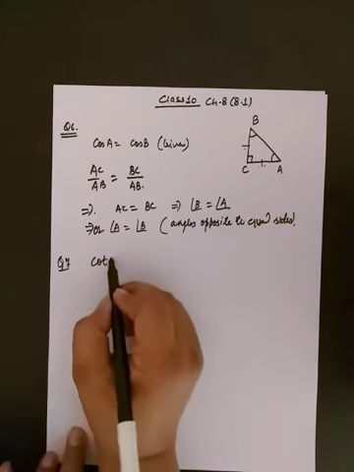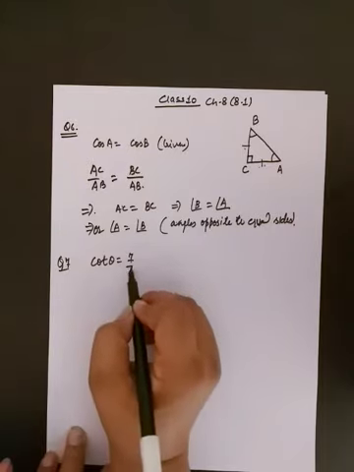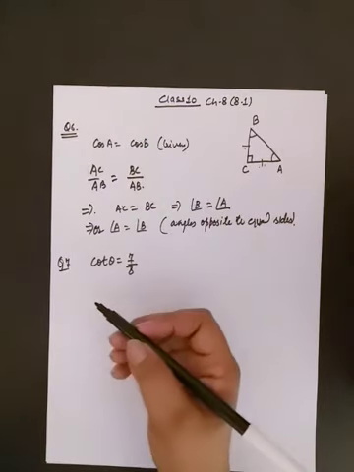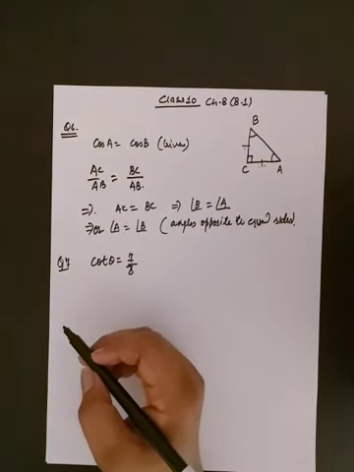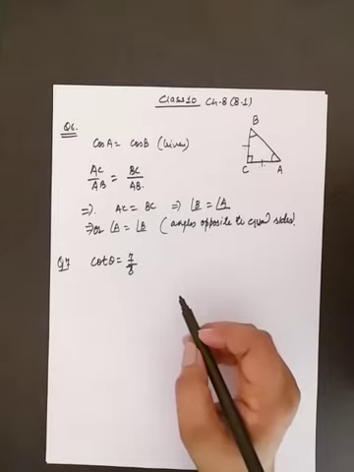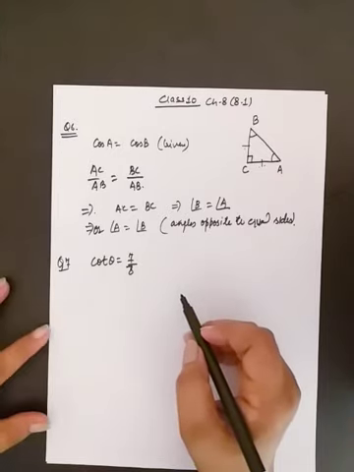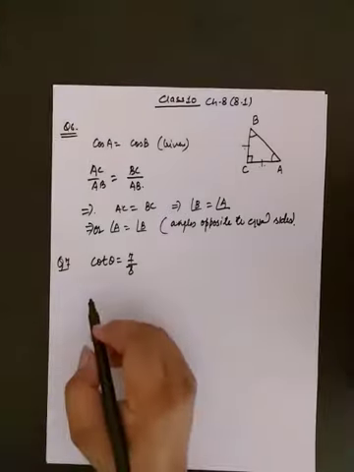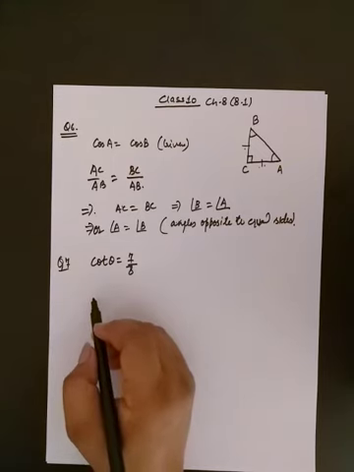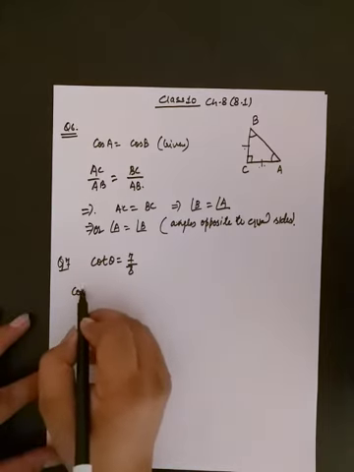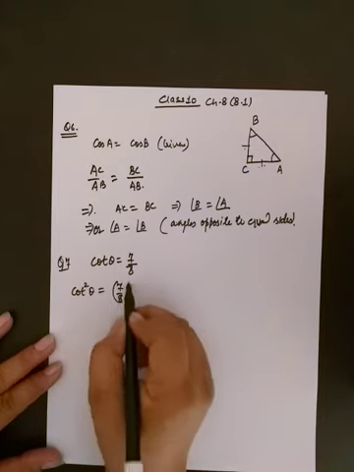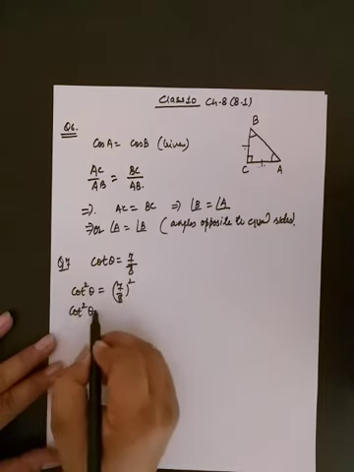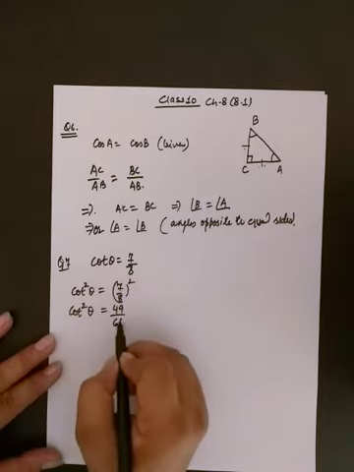Question number 7. Now cot theta is given to us, that is 7 by 8, and we have to find (1 plus sin theta)(1 minus sin theta) by (1 plus cos theta)(1 minus cos theta), and in the second part we have to find the value of cot square theta. So let us directly find first of all the value of cot square theta. So cot square theta will be the square of 7 by 8. Therefore cot square theta is equal to 49 by 64.